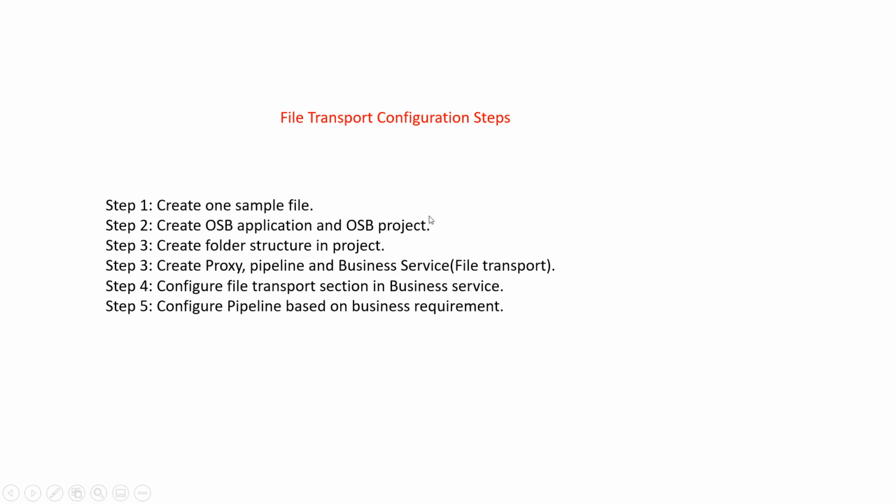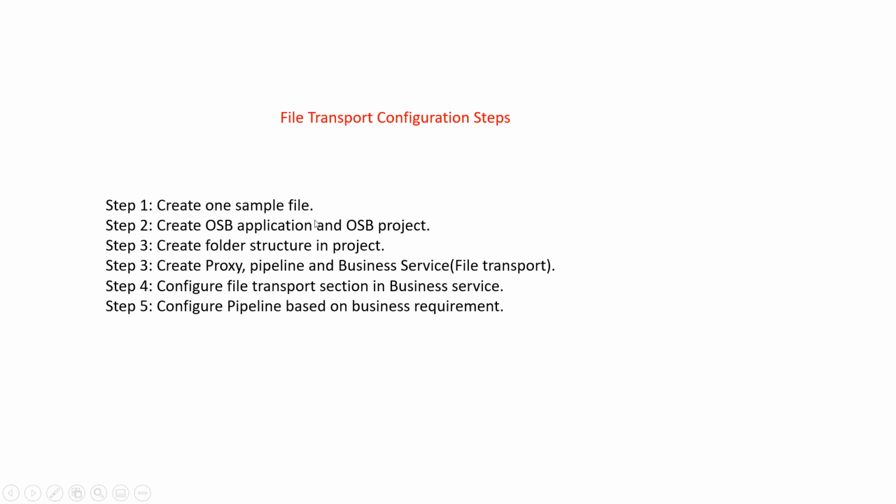So what are the steps involved in this process? First we will create one sample file for the target location. Then we will create an OSB application and OSB project. Then we'll create a folder structure in the project. Then we will create a proxy service pipeline and a business service with file transport. Then we will configure the file transport section in the business service. We need to provide the target endpoint URI and file name also. I will show you in the next section. Then configure the pipeline based on business requirements.